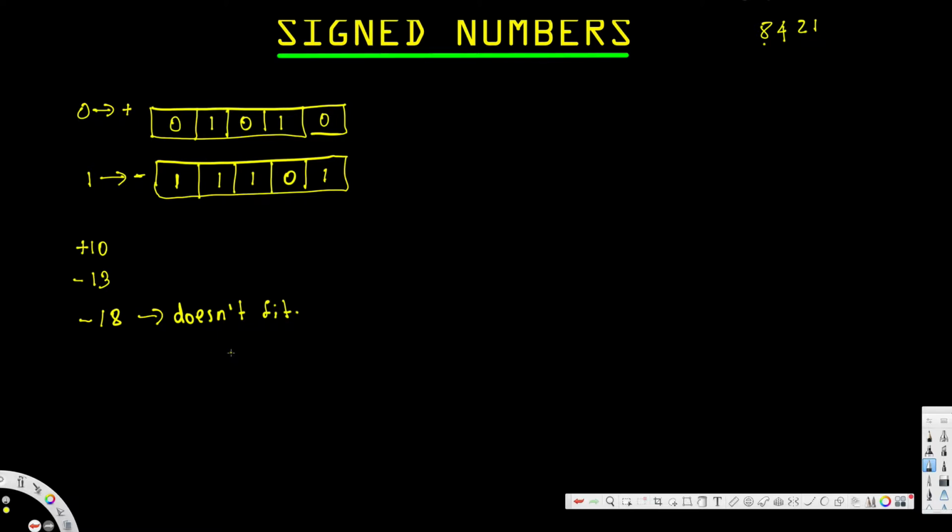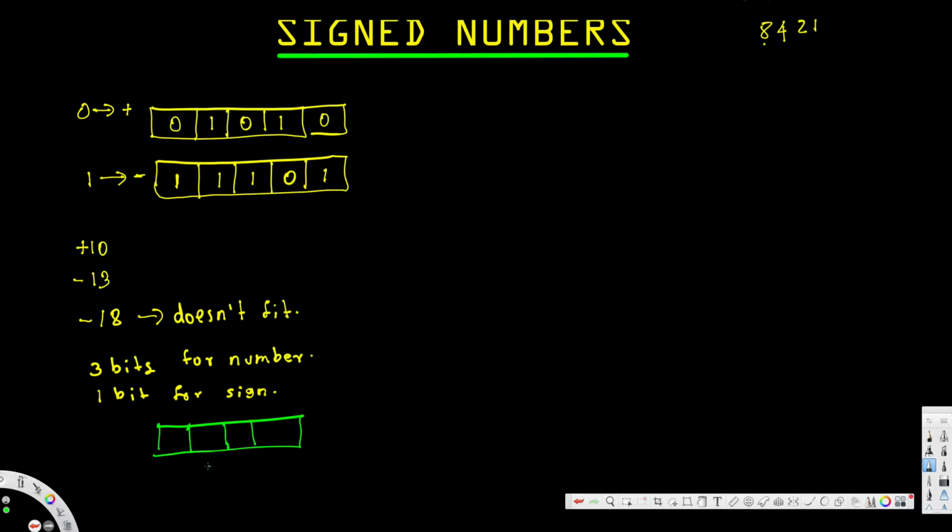Now let's look at some examples where we have 3 bits for the number and 1 bit for the sign. So it's going to have 4 boxes like this: 1 bit for sign and 3 bits for the number. Okay, so here we are going to have the sign.